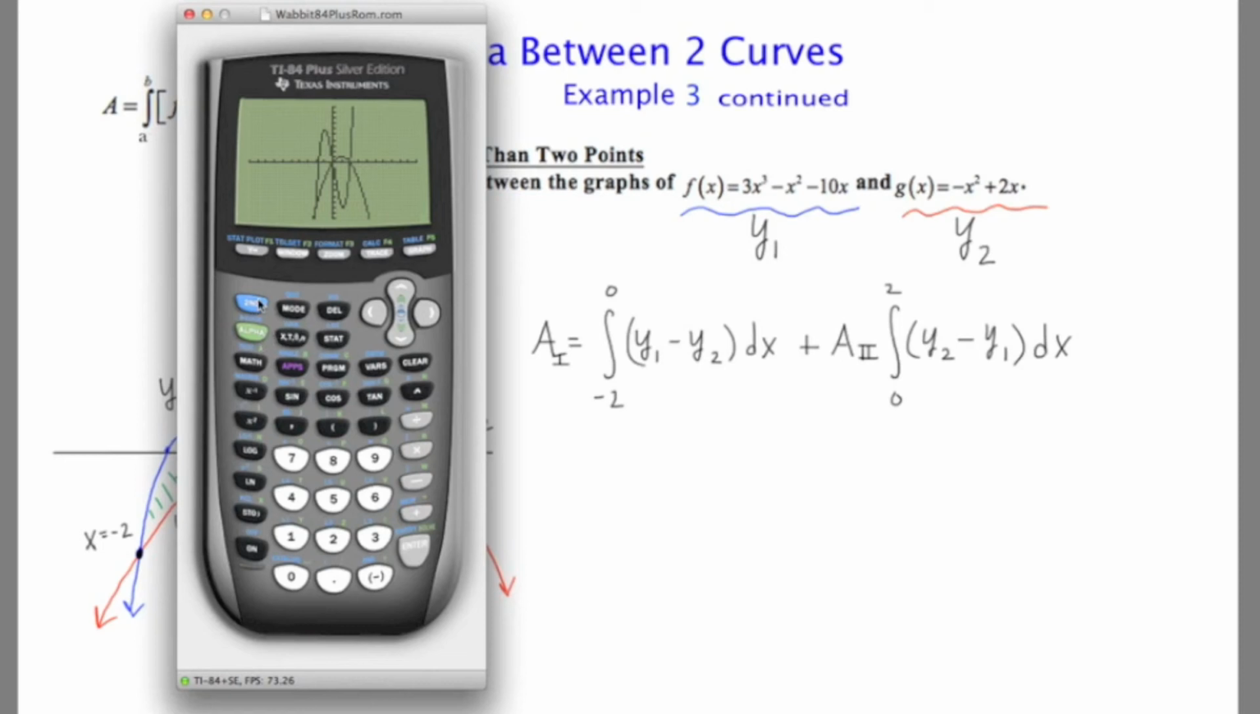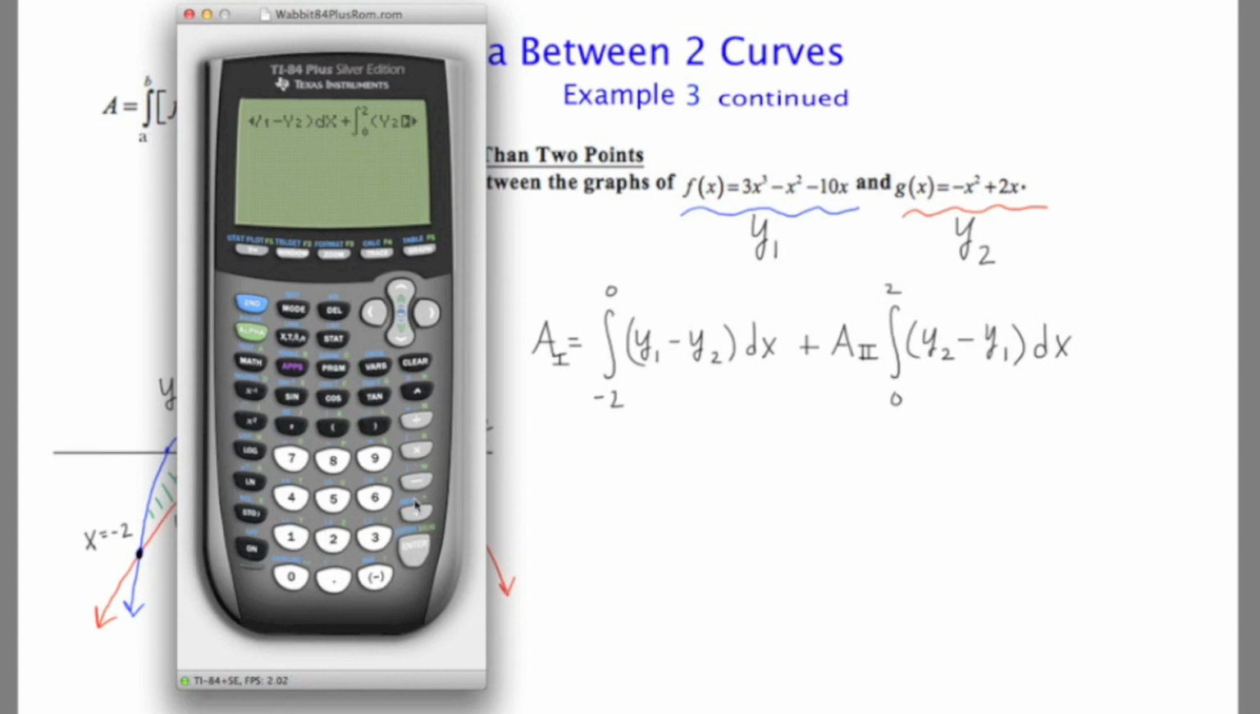And now I'm going to go to the calculation screen, which is second quit, and the integration function, which is going to be math 9. Now, first I want to integrate from -2 to 0 of y sub 1 minus y sub 2 with respect to x. But then I want to add on to that math 9 again, another integral, this time from 0 to 2, and it's going to be y sub 2 minus y sub 1.